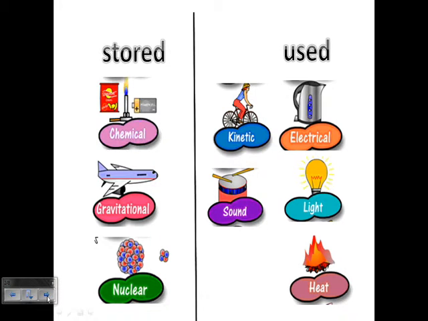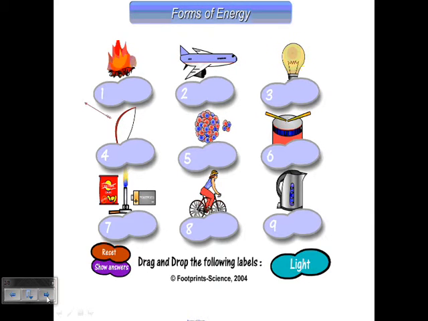So these different types of energies can be either stored or they're used. Chemical, gravitational and nuclear are all stored energies, whereas used energies are kinetic, electrical, sound, light and heat. They're the ones that we're actually using. These are the different forms of energy again. Look over them and make sure you remember them.